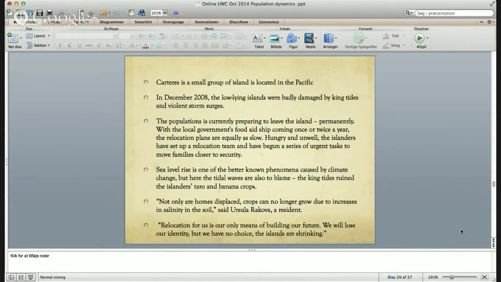And I brought two quotes with me. One of them says, "Not only are homes displaced, crops can no longer grow due to an increase in salinity in the soils." So again, that's a very direct consequence. And then the second quote is more related to identity and the feeling that the people have as a result of what's going on. "Relocating for us is our only means of building a future. We will lose our identity, but we have no choice. The islands are shrinking."